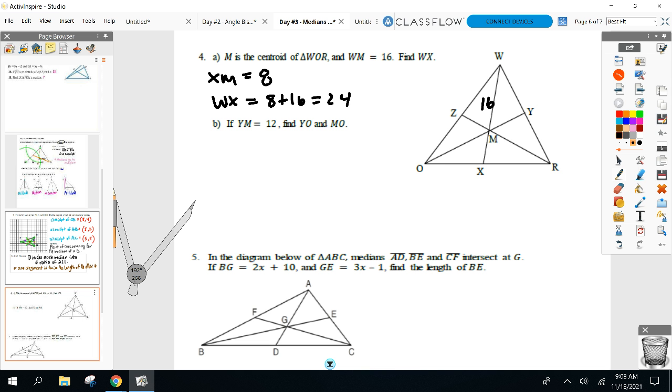Issues? YM is 12. Find MO and YO. So that's 12 now. Did I give you the smaller piece or the larger piece? The smaller segment of the median. Good. So how about MO? Let's start there. How long is MO going to be? Double it. 24. Because it's a ratio of 2 to 1. Vertex to centroid is always the double part. And then how about YO? 36. Yep.